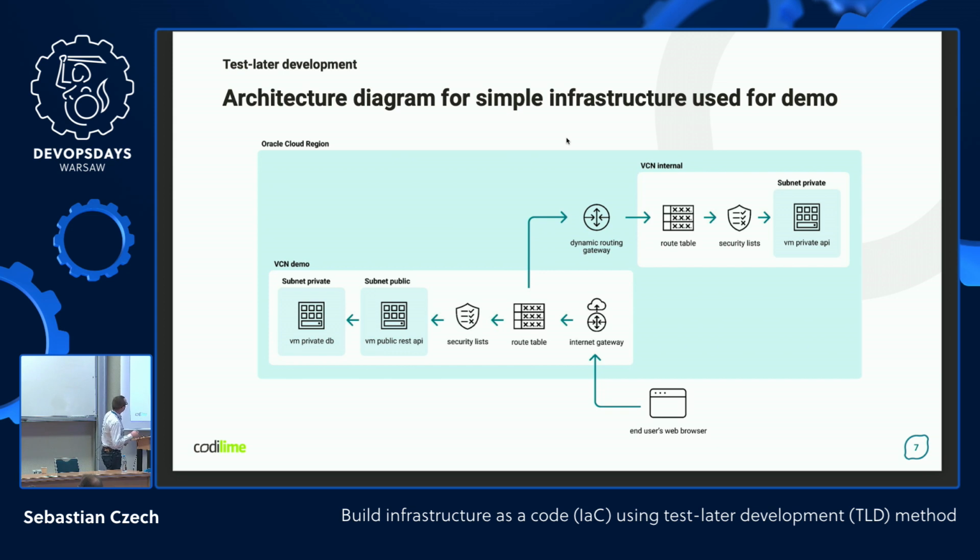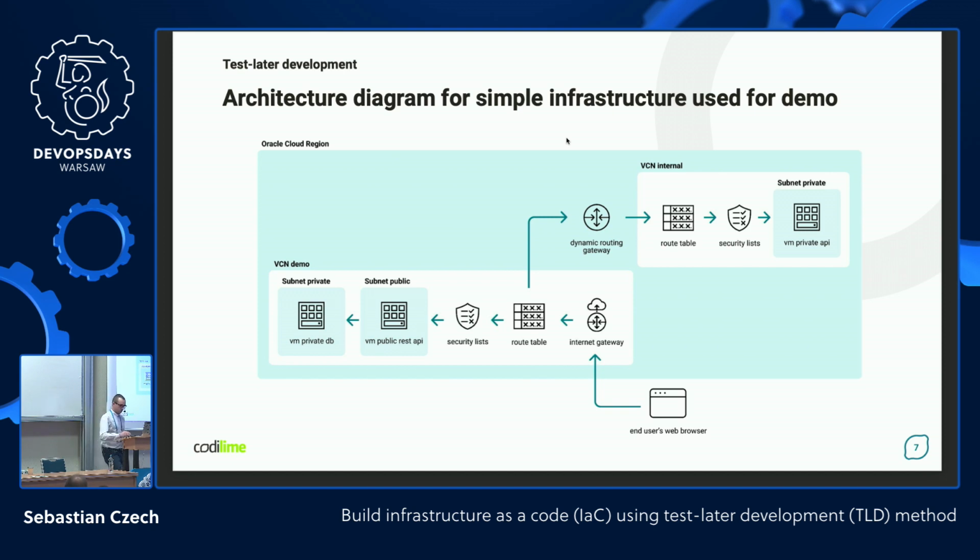In that region, we deployed 2 networks, VCN demo and internal. In the demo network, we will have 2 subnets, one public, one private. Of course, we will have security rules, route table, and internet gateway because we have a public subnet here. And both networks are connected via a dynamic routing gateway. And that internal network doesn't have an entry to the internet. This is only a private subnet here.